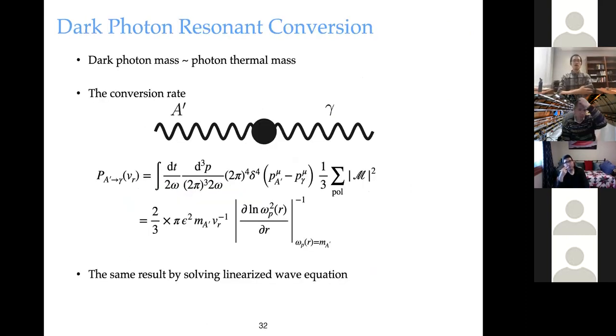Okay, let's compute the rate, right? The rate you can compute by solving the linear wave equation, but we have a simpler way to compute it. Let's do quantum mechanics, QFT stuff. Let's do scattering. Actually, it's not scattering; it's 1-to-1. The idea is similar: you take the matrix element squared, the energy-momentum conservation delta function, the phase space of the final state, divided by 2 omega, just the normalization, and time dt.